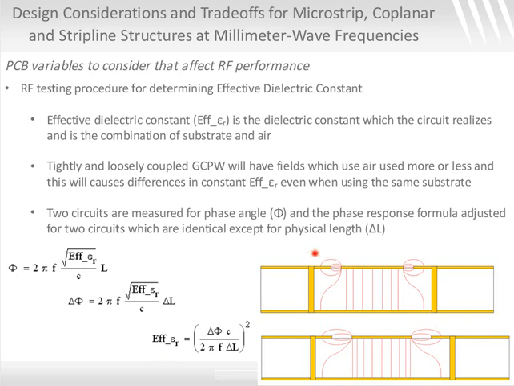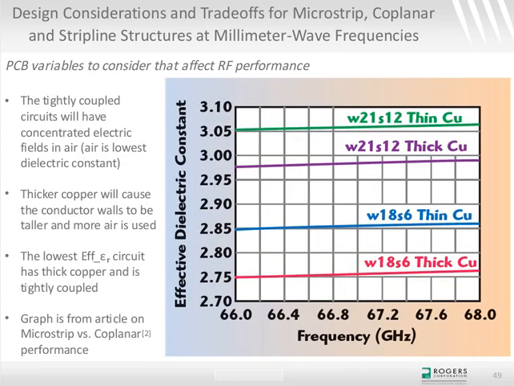The fields are using air very effectively, and air is the lowest dielectric constant, so that's going to have the lower effective dielectric constant. And then in the case of the loosely coupled, where the fields are not coupled as tightly in air and probably coupling more down in the substrate, then you're going to have a higher effective dielectric constant. And here shows the results.